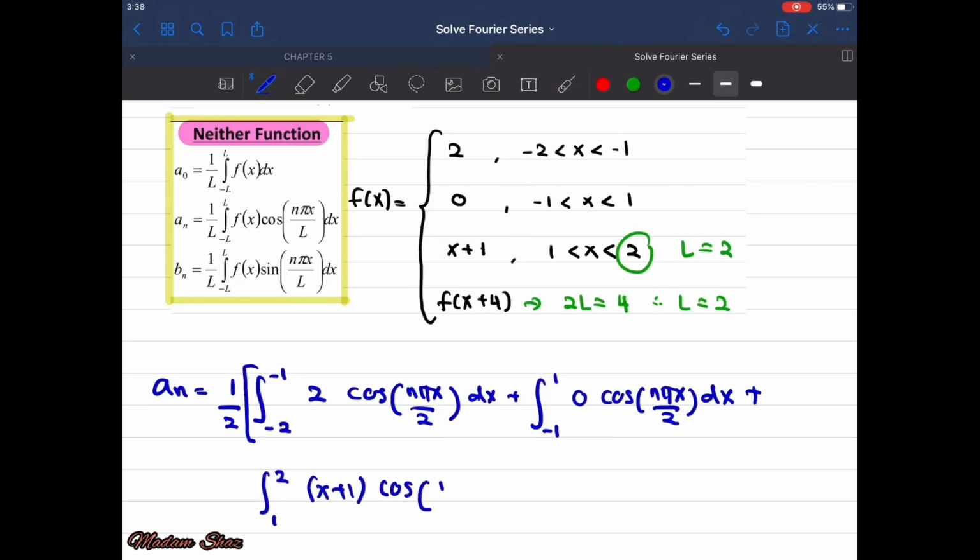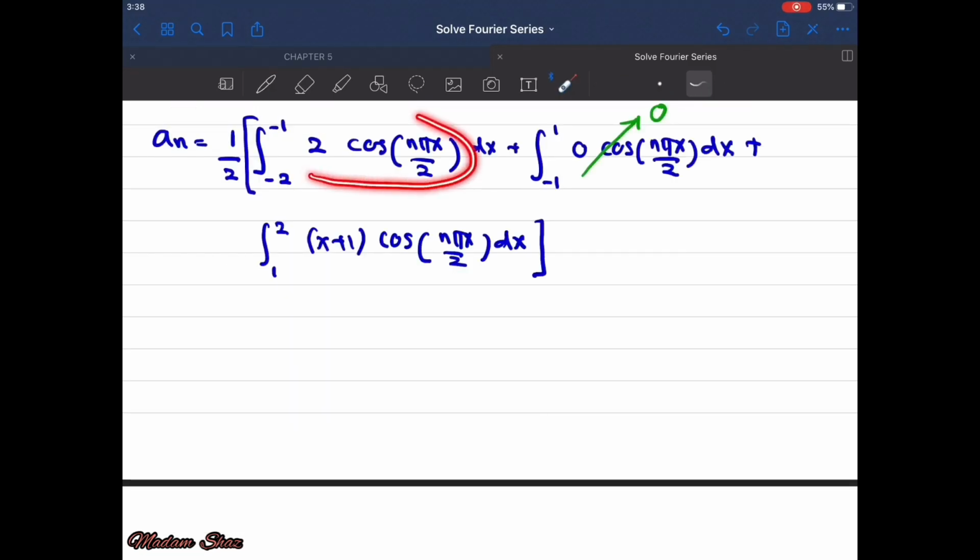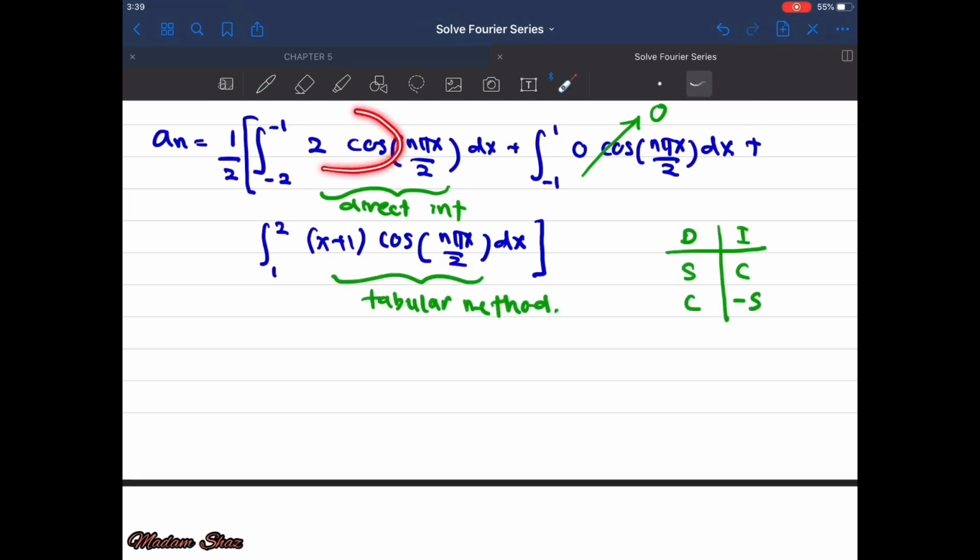Multiply with the cos n pi x over 2 dx. So close the bracket. So now we have to integrate three things. But for the 0 multiply with the cos n pi x, this one will become 0. Integrate 2 multiply with the cos, this one we apply direct integration. But for the x plus 1 multiply with the cos n pi x over 2, this one we have to apply tabular method.